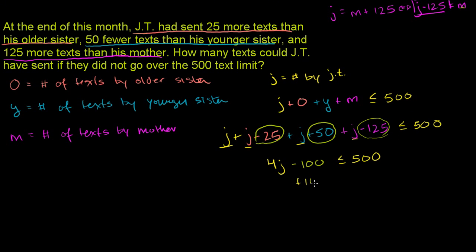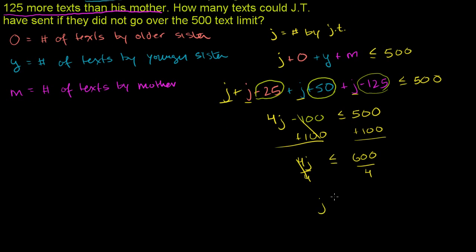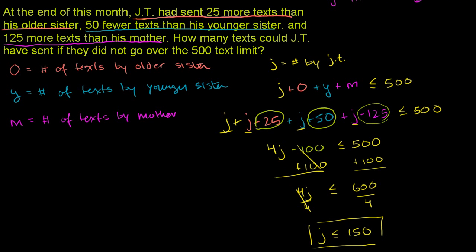Let's add 100 to both sides. And we get 4J is less than or equal to 600. Divide both sides by 4. We don't have to worry about flipping the inequality since 4 is a positive number. And we get J is less than or equal to 150. So JT had to send 150 or fewer texts in that month in order for all the constraints to match up and for the family as a combined unit to send no more than 500.